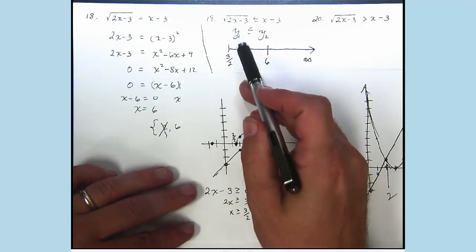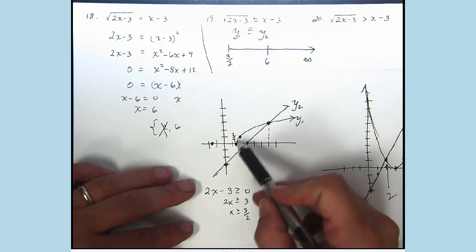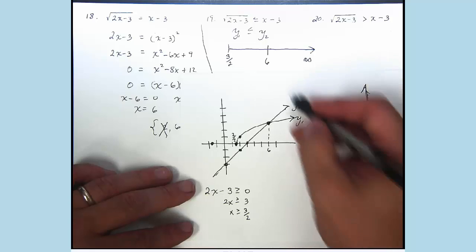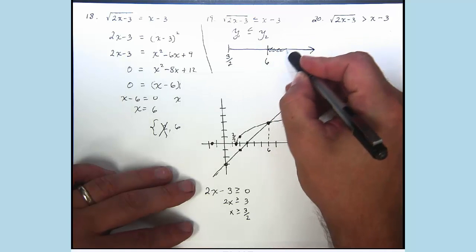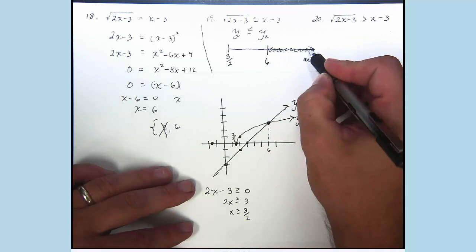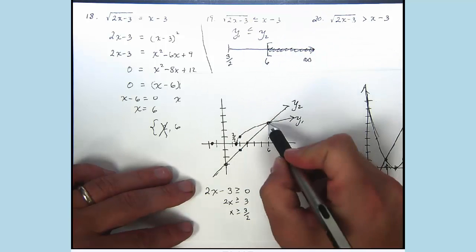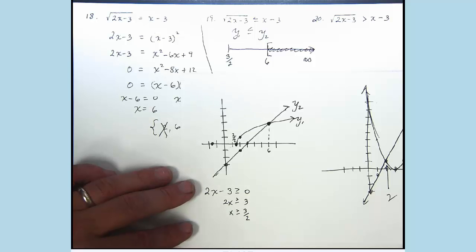All right, where's y1 below? Where's the curve below the line? It looks like after 6 it is. So the answer here would be this way. And because it says below or equal to, I can include where they're equal. So that's how you would do it by graphing.